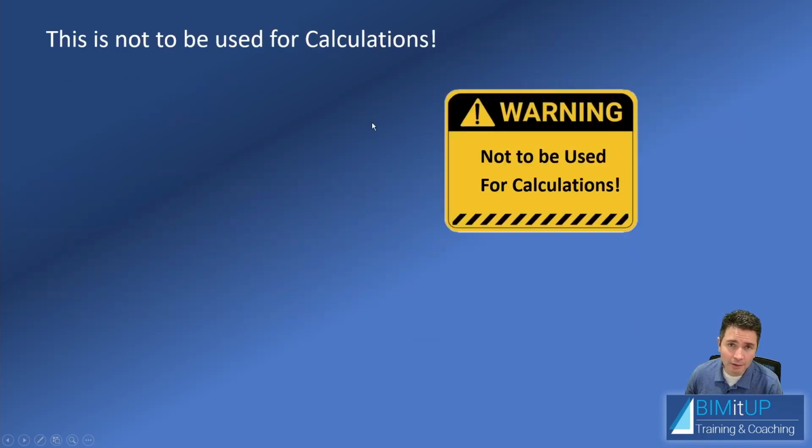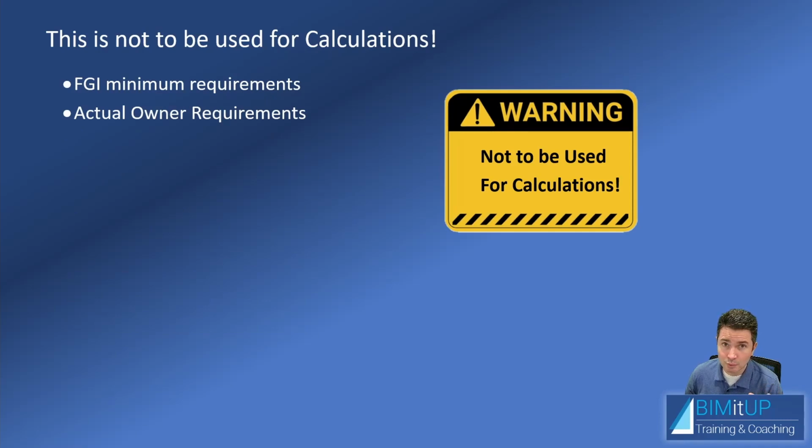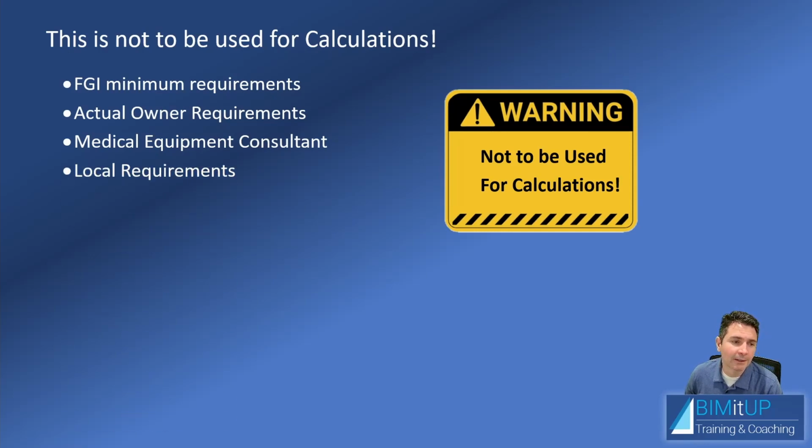Again, this is not to be used for calculations, not to be used for sizing of equipment. This is just minimum FGI requirements. To that, you also need to take into consideration any actual owner requirements, any medical equipment consultant requirements. They will specify their booms, their head walls, and that's what you need to base your calculations on. And then some local requirements or any other requirements.